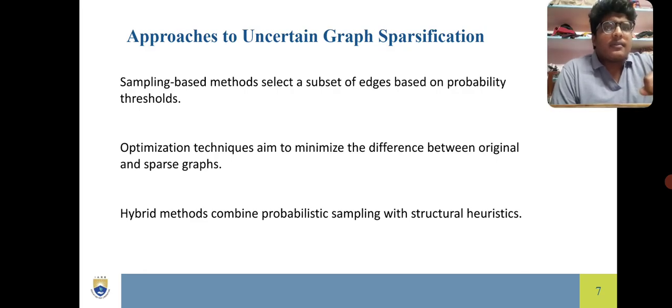Optimization based methods formulate a math problem: minimize error between the original and sparse graph, using convex or combinatorial optimization, but it is costly. Sampling based methods are cheaper than optimization based methods. Hybrid methods are usually a combination of sampling and heuristics, but mostly sampling based methods are used because optimization techniques are a little costly.